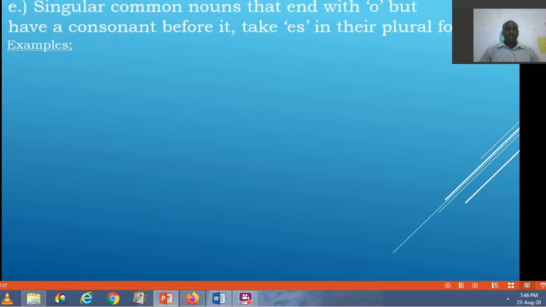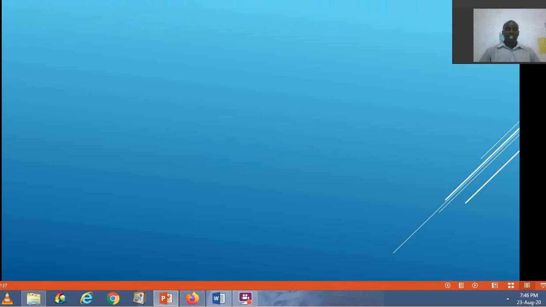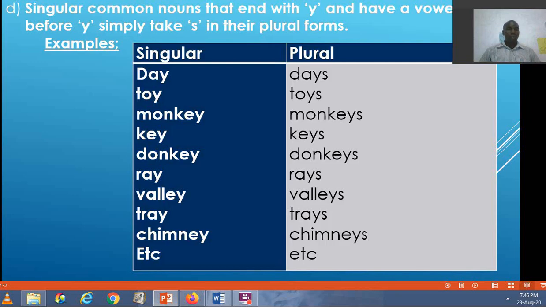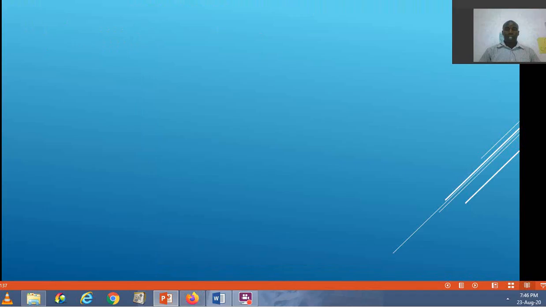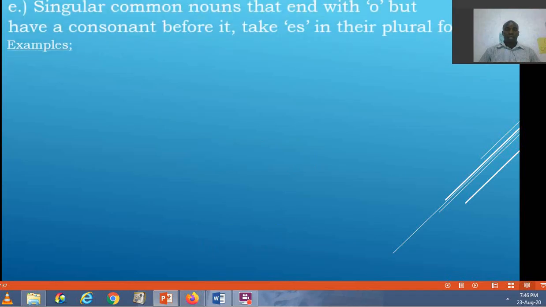Now we are saying that there are some singular common nouns that end in O. Remember the other ones we last looked at: those nouns that end in Y, but followed by a vowel. We said that those ones just take on S to form their plural. Now today we want to look at this other group that end in O, and for these ones, they take on es to form their plural.